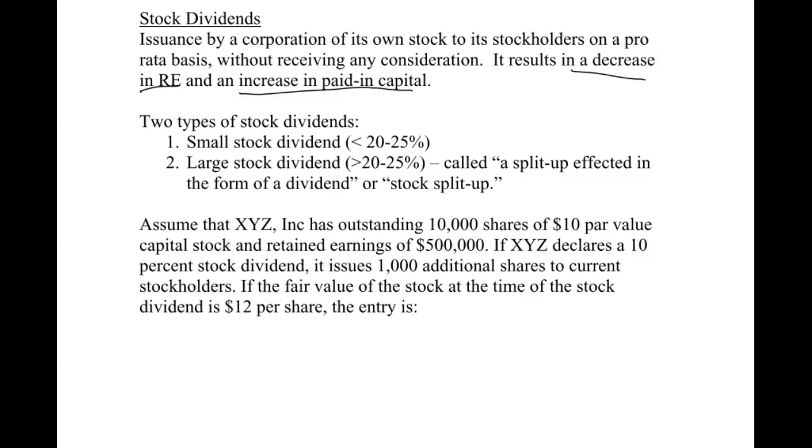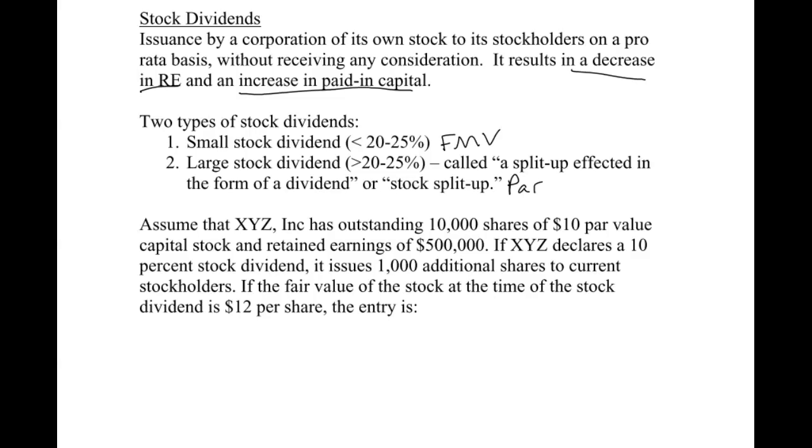All right, so we have two types of dividends. The small, where it says here 20 to 25%. I typically just tell my students, let's make 25% the cutoff. Small stock dividends are at fair market value. Large stock dividends are at par value. Let's make sure we remember that. That's one of the main differences.